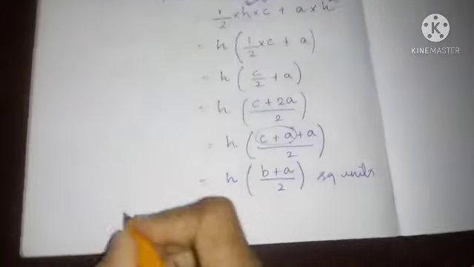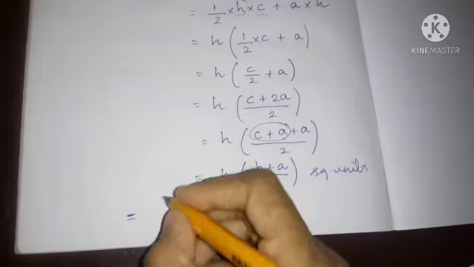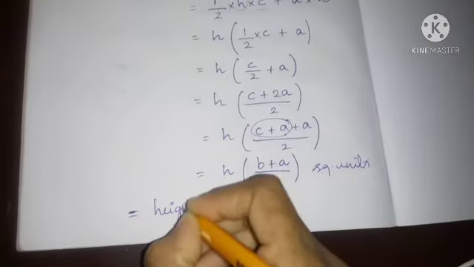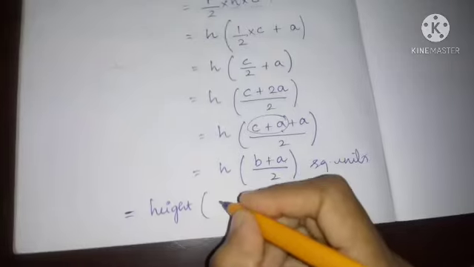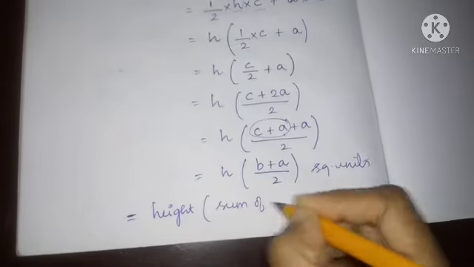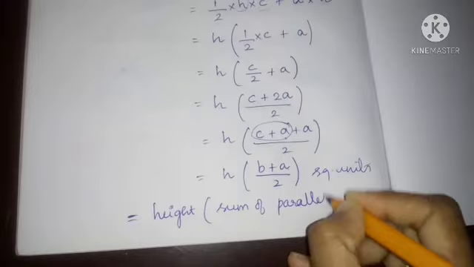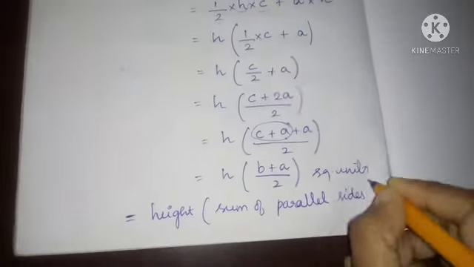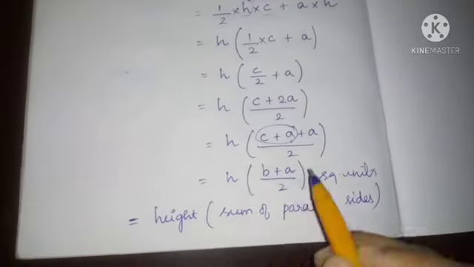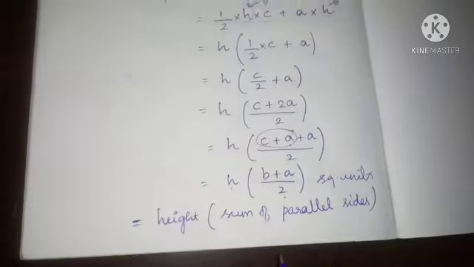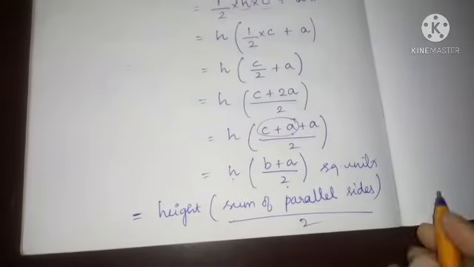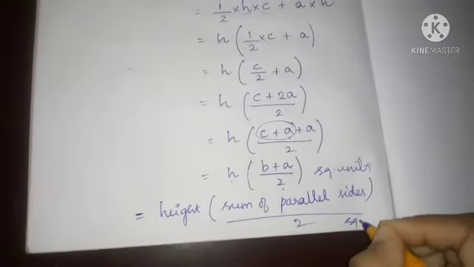Okay. So what is the actual formula? Height, you take it from here, anything. Then the sum of parallel sides. So which two sides are parallel? Those two sides you add, divide by 2, then multiply by height. So this is the formula of the trapezium.